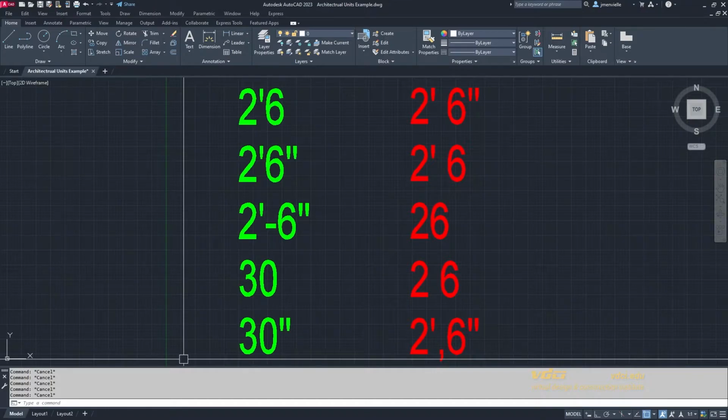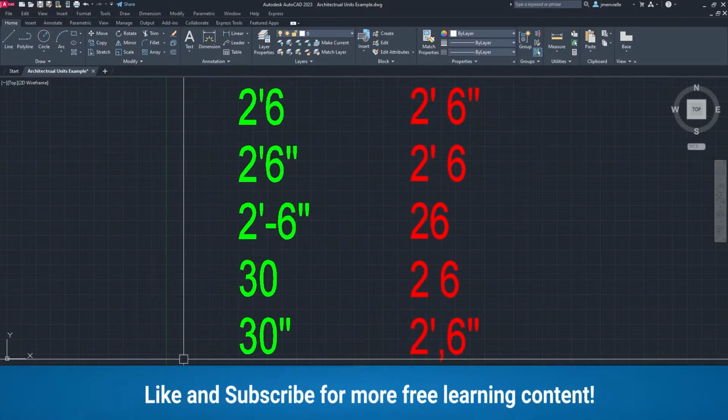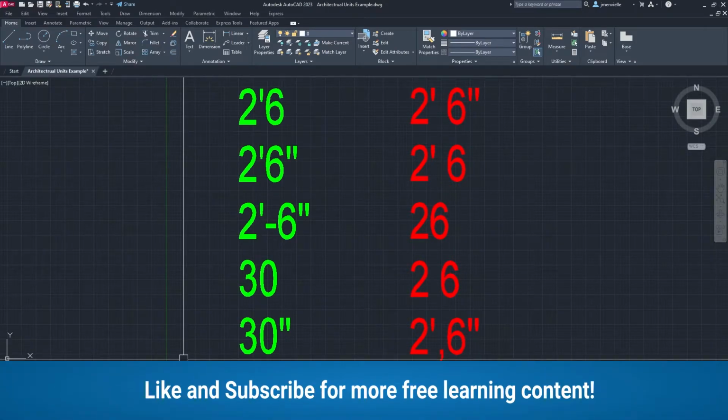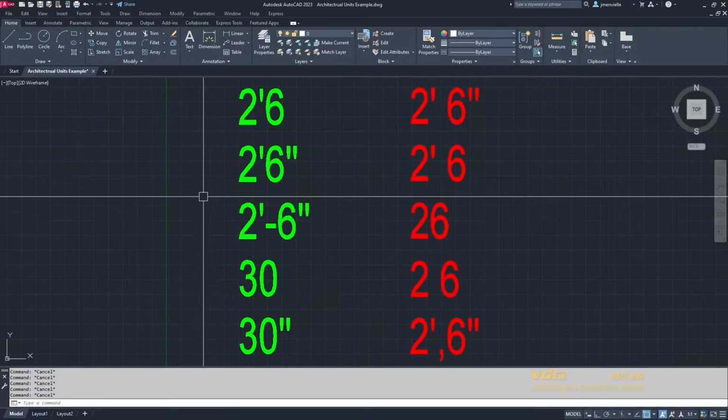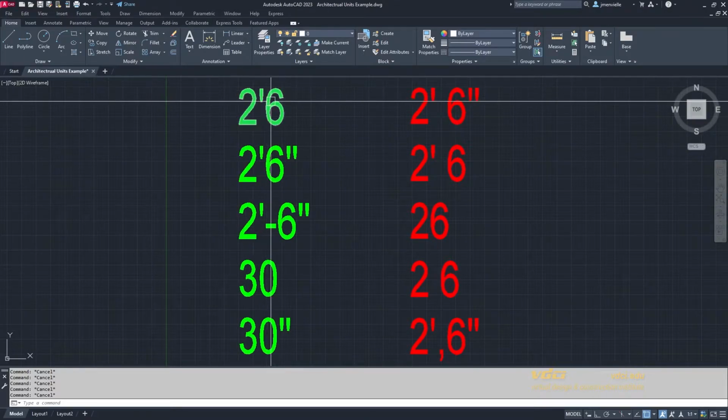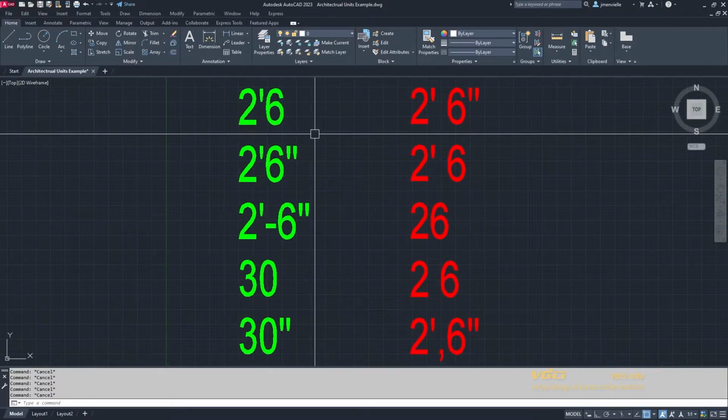On the right side of the screen, you can see five ways to not type 2 feet 6 inches, and we'll talk about why each one of those ways does not work in AutoCAD. First off, we see 2 apostrophe 6. In AutoCAD, the apostrophe represents an architectural tick, which represents a foot. So 2 apostrophe 6, enter, will be positively recognized by AutoCAD as a distance of 2 feet 6.